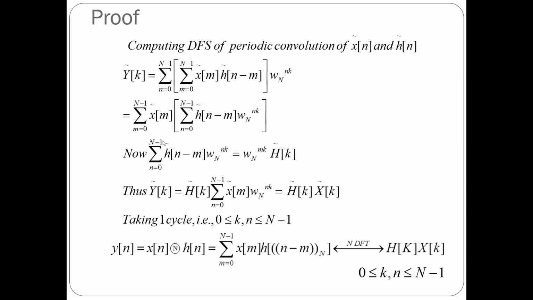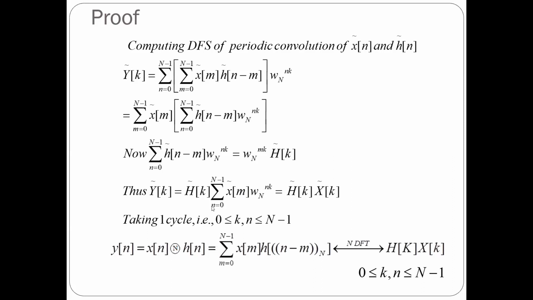Now we have seen that the time shifting property indicates that sigma n equal to 0 to N minus 1, h tilde of n minus m, W raised to nk, is equal to W raised to mk into h tilde of k. This is easy to prove by putting n minus m equal to some n dash and rewriting. Now substituting that back, you can take h tilde of k outside and write h tilde of k into sigma m equal to 0 to N minus 1 x of m W raised to mk.